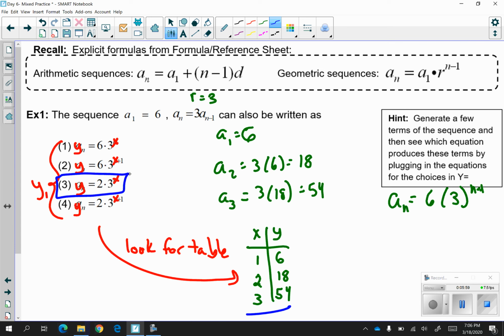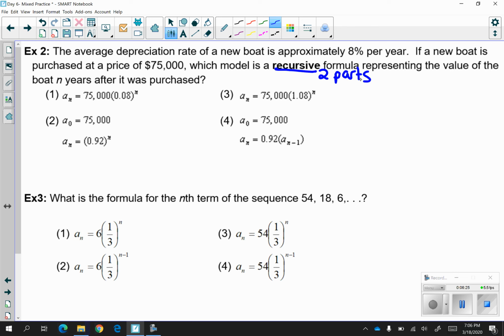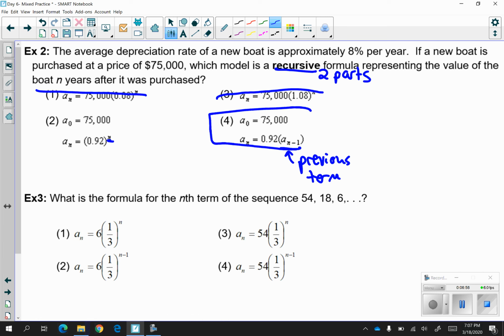So the key word here is recursive, because we know recursive formulas, unlike explicit, have 2 parts. That means you can cross out choice 1 and choice 3 because they're 1 part only. I don't even have to read the question because if you look at the other 2 choices, this one, I don't even know what that is. That is no recursive formula, right? However, this guy right here has a sub n minus 1, which we know to be the previous term. So choice 4 is your answer.